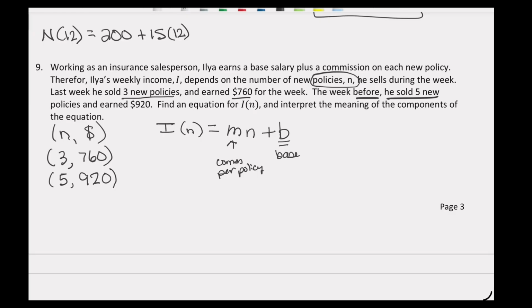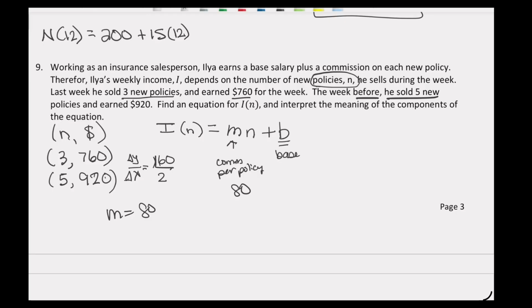All right, well, let's find M. It's going to be the easiest. We can use these and do change in Y over change in X, or change in I over change in N. If we subtract, we're going to get 160 over 2, which tells me that the slope is 80. So 80 is the commission per policy.